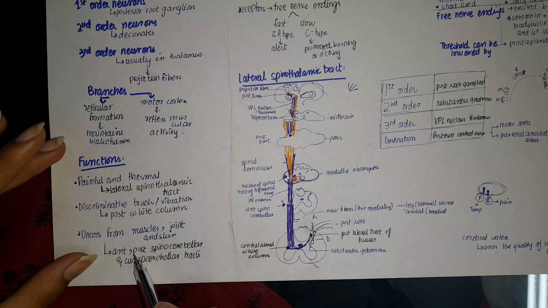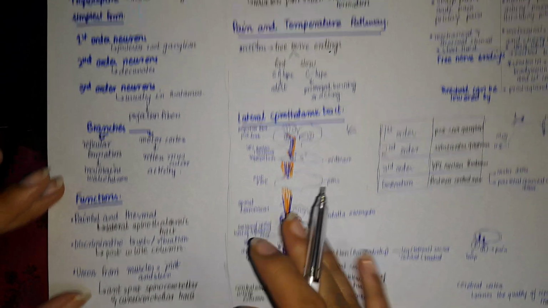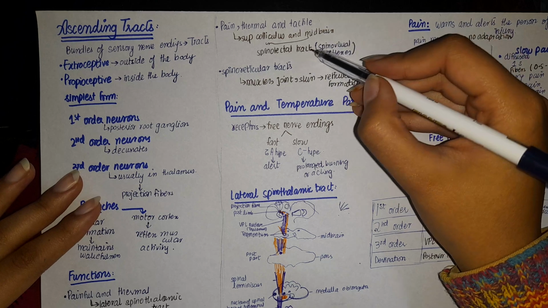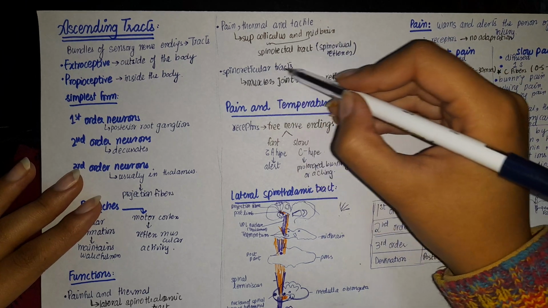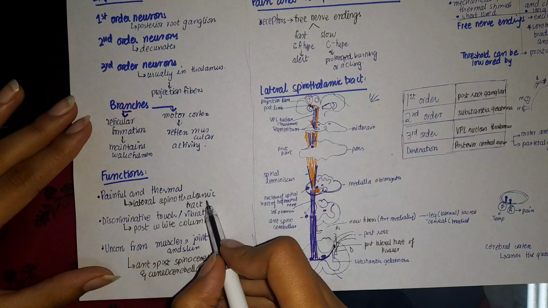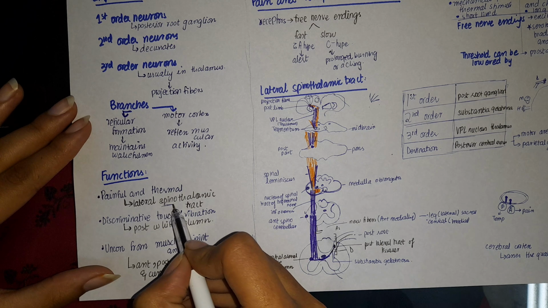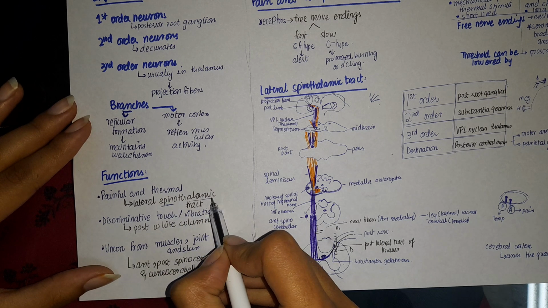they can be spinocerebellar tracts, cuneocerebellar tracts, spinotectal tracts, and they can be spinoreticular tracts. As the name suggests, spinothalamic means it begins from the spinal cord and goes on to the thalamus.